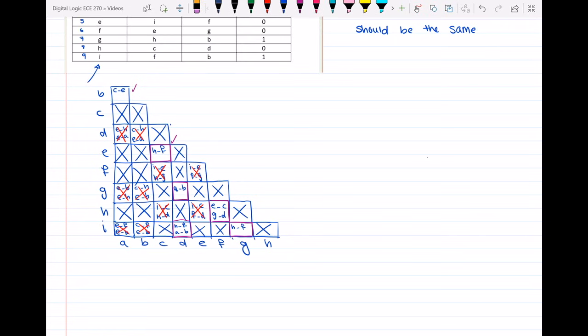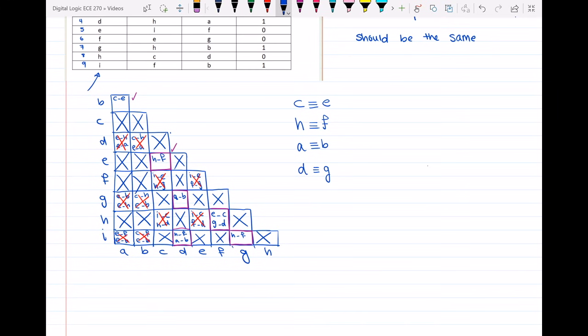So let's see what the conditions are. First one up there, we have C being equivalent to E. Then we have H equivalent to F. What else do we have? A equivalent to B. Then we have C and E, we just wrote it. And then we have G equivalent to D. And that's all the conditions that we have, right?